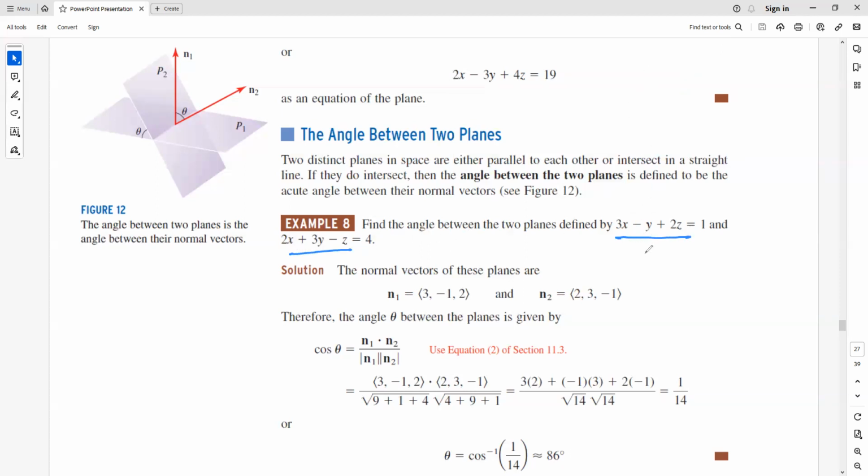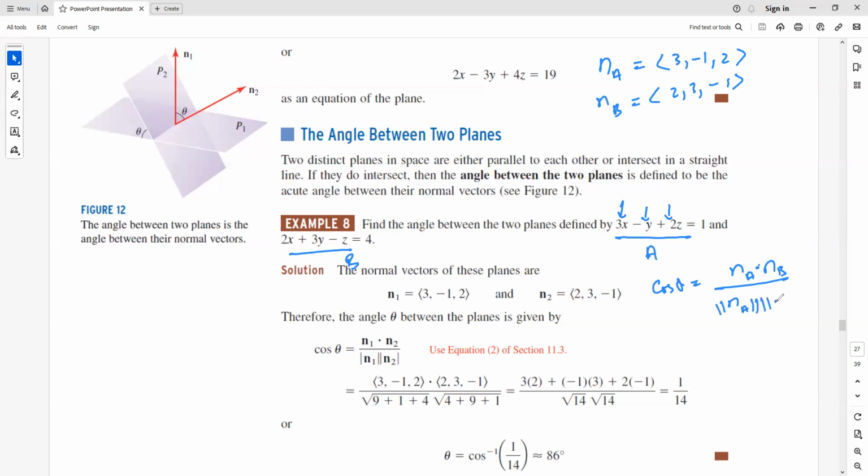So call it plane A and plane B. The normal vector of plane A, we can find from here. This is A, this is B, this is C, so it's 3, -1, and 2. And the normal vector of plane B is 2, 3, and -1. Now we can just apply the dot product here, NA dot NB divided by the product of the norms of both the vectors, right? By this, we can then take the inverse of this whole stuff and we'll get the angle between the planes. So it's solved here.